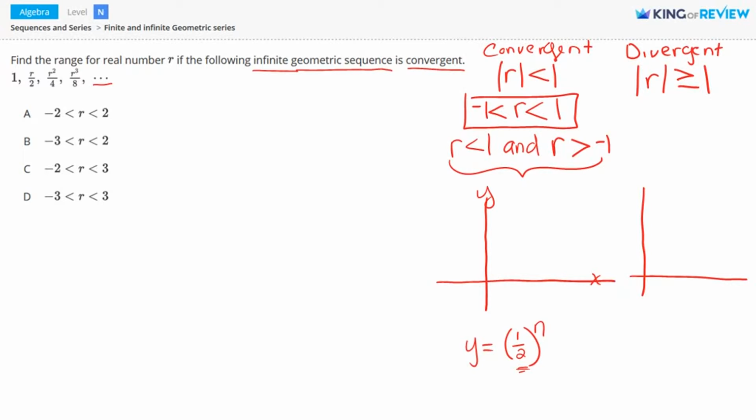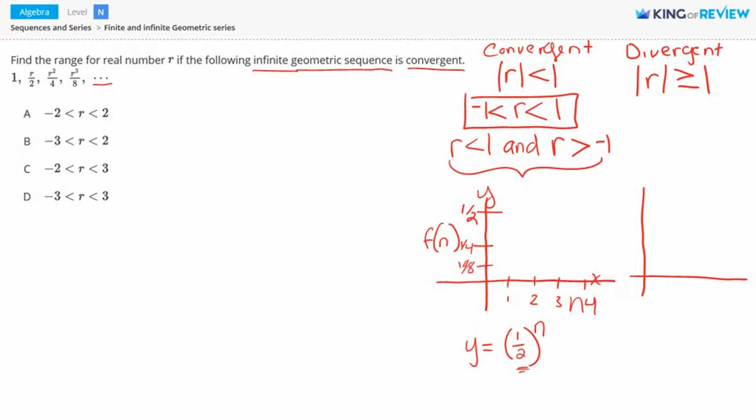So on the x-axis, I'm going to have n. So we'll plot when n equals 1, n equals 2, n equals 3, and n equals 4. And then over here for y, I'm going to have f of n. So when we plot these, I'm going to say that this here is 1/2. This is 1/4. This is 1/8.